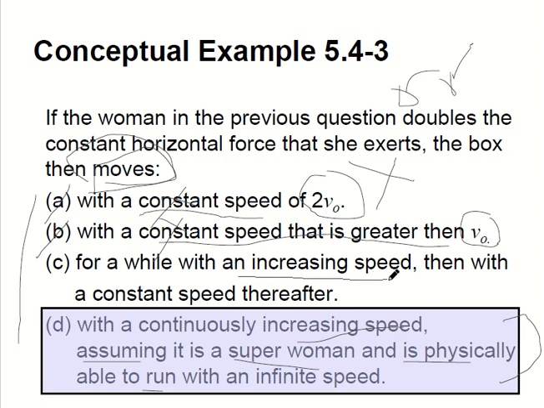As for an increase in speed and then a constant speed, it didn't say either. She just put in a double constant force. So therefore it has to move, and it has to move with a different velocity. So that's this one, continuously increasing speed, because she doubled up the force.